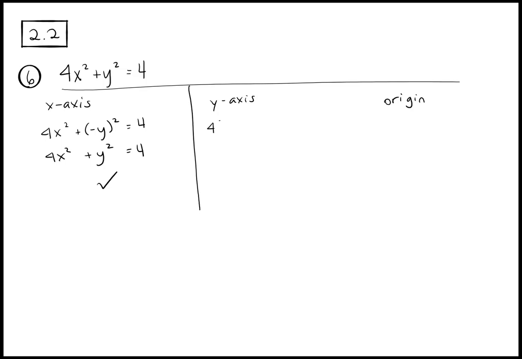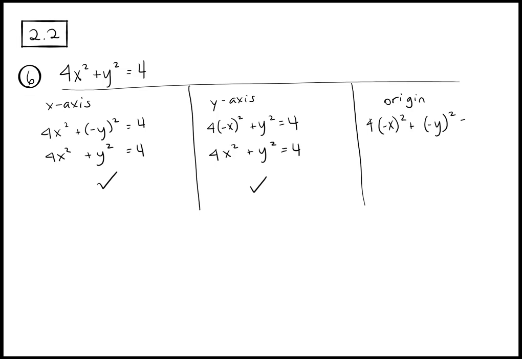For y-axis symmetry, we're going to plug in negative x everywhere we see an x, and that simplifies to 4x squared plus y squared is equal to 4. Once again, that's the exact same as the original. And for symmetry about the origin, we're going to plug in negative x and negative y everywhere we see it. It's important to use those parentheses to help us to apply the powers correctly. And this is going to be the same as the other one.